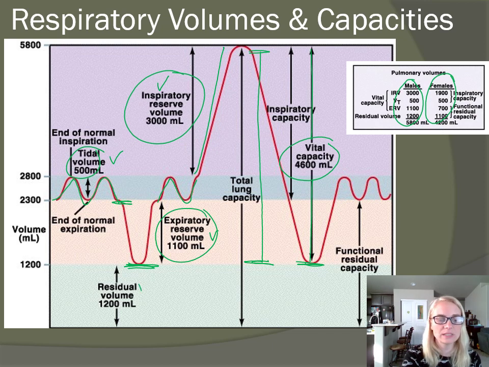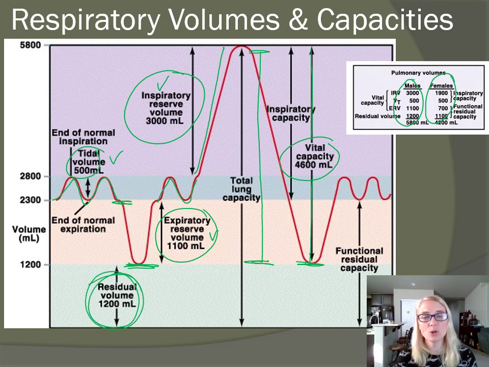There is a residual volume that's hanging out. That's a good thing because you don't want, after every breath or a forced exhalation, to empty your lungs of air because you'd stop all gas exchange. You'd probably slam shut your alveoli, even with the surfactant, and then you'd have to use a lot of energy to try to open those alveoli back up again. So having that residual volume keeps your alveoli open, keeps gas exchange going, and makes the breathing a lot more efficient. Okay, so these are your respiratory volumes and capacities.